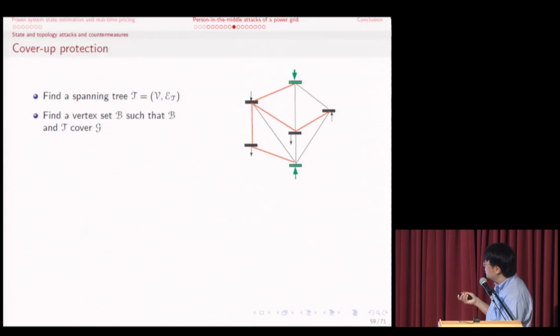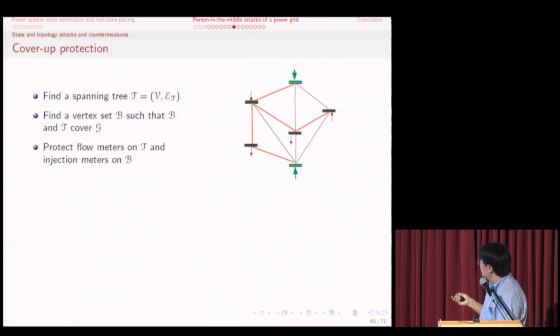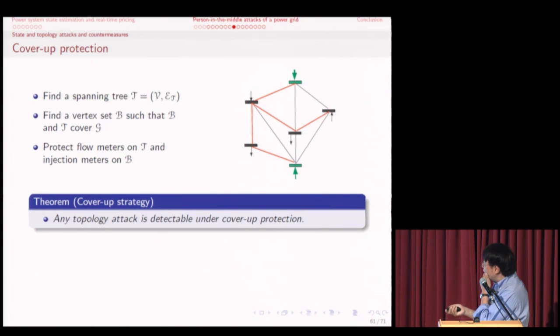Okay. So the cover-up protection simply first protects at least 1 meter on all these on the spanning tree, and then you protect the injection meters on these special vertices. Together, all lines are covered. Okay. So one can then show that any topology attack will become detectable if these special meters are protected, either by software or hardware.